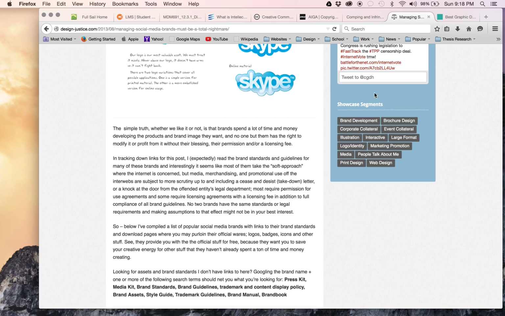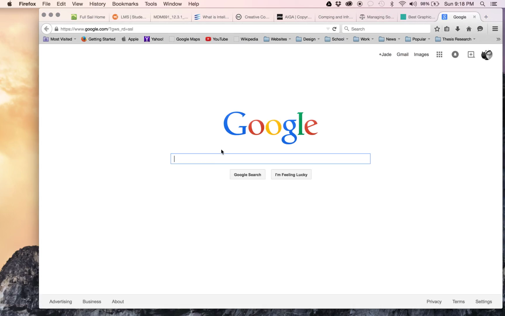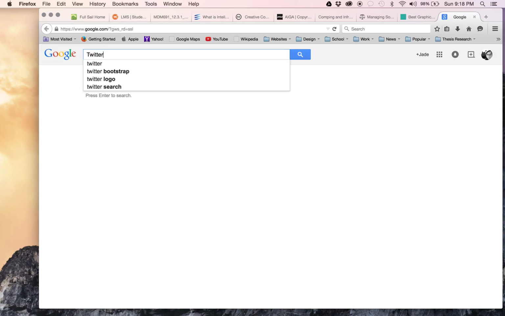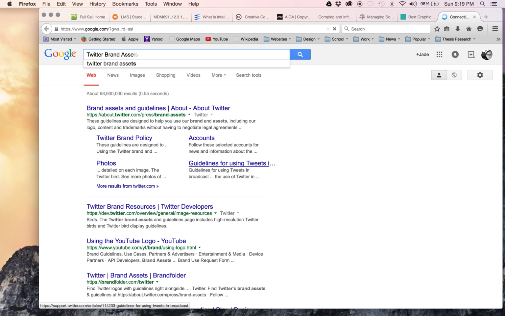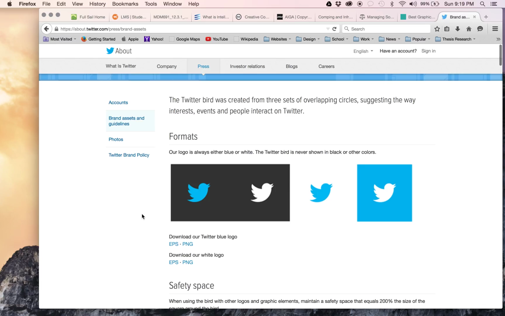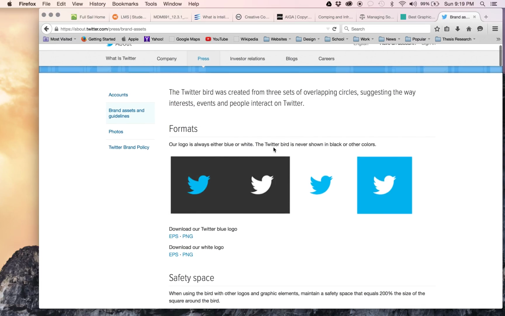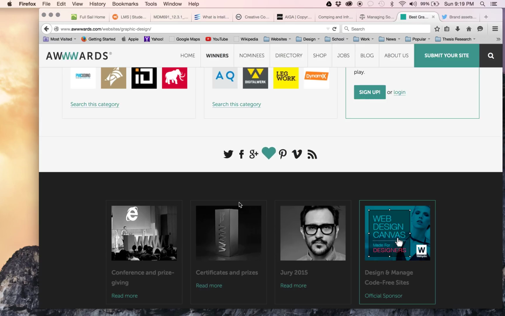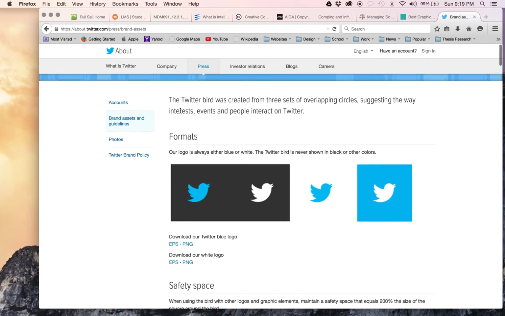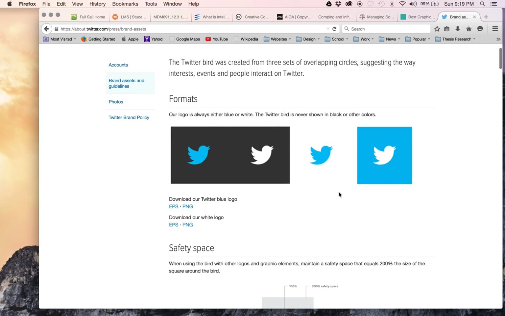For example, let's look up Twitter. The easiest way to look these up is simply to go to Google and type in Twitter brand assets. And if you see here, it says brand assets and guides. So let's take a look at Twitter. Here it says our logo is either blue or white. The Twitter bird is never shown in black or any other colors. Here, right away, we see the violation. The Twitter bird is never shown in black or other colors. It's black, but clearly stated here that it should not be that way.